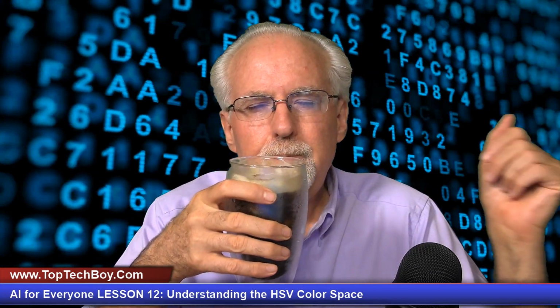Hello guys, this is Paul McWhorter with TopTechBoy.com, and we're here today with episode number 12 in our incredible new tutorial series where you are going to learn artificial intelligence or you're going to die trying. What I'm going to need you to do is pour yourself a nice strong glass of iced coffee. That would be straight up black coffee poured over ice, no sugar, no sweeteners, none needed.